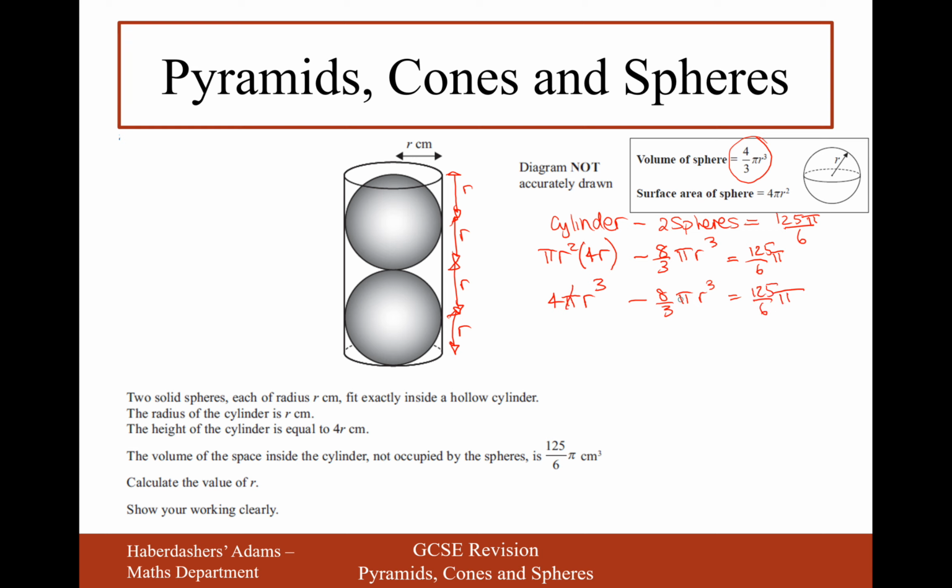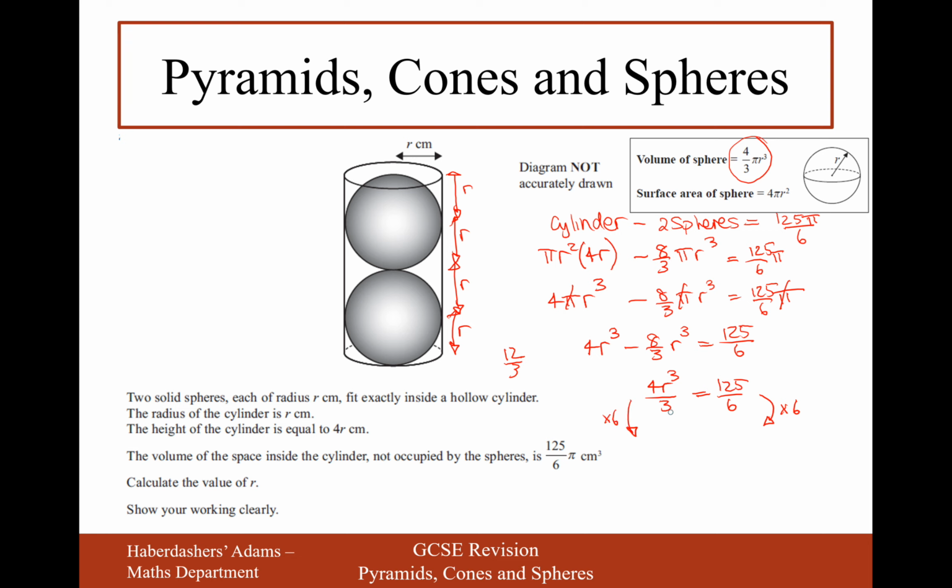Okay, so first of all, let's get rid of all the pi's in this question. So let's just cancel it down to 4r cubed minus 8 over 3r cubed equals 125 over 6. Now let's combine the left-hand side because they're both r cubed. So the 4 could be represented as 12 over 3. That's the same as 4. So 12 over 3 minus 8 over 3 is 4r cubed over 3. Equals 125 over 6. What should we do first? Let's times both sides by 6.